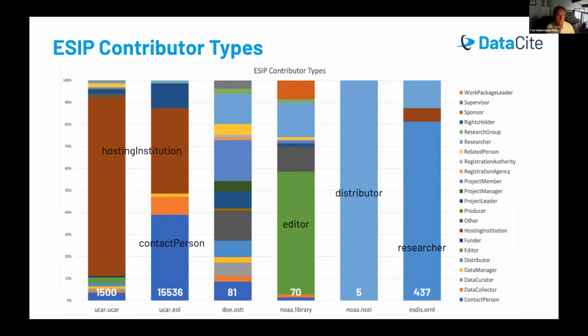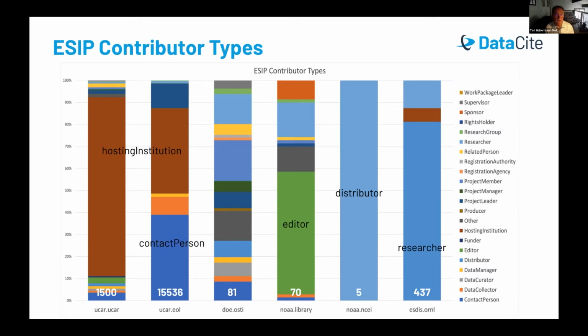UCAR, there's 2 from UCAR, the generic UCAR repository and also the Earth Observing Lab. The numbers along the bottom here are the total number of contributor types they use. So in the UCAR cases, hosting institution and contact person are most common. The Office of Science and Technology Information at DOE is using the broadest collection of contributor types among these 6.